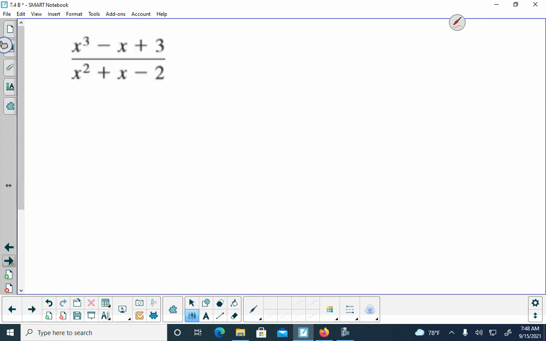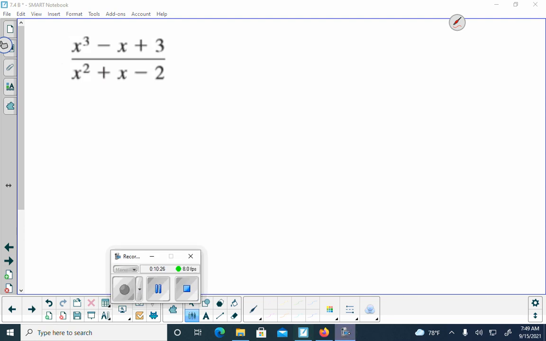Okay, we did one like that. Okay, this one, okay, and this last one I'm going to do, when I look at it, remember you have to check and make sure that it is a proper fraction.